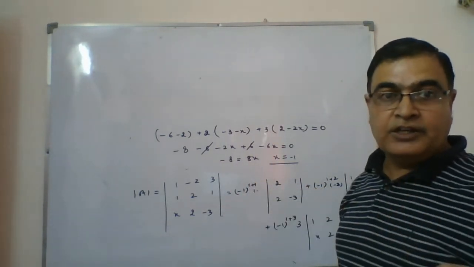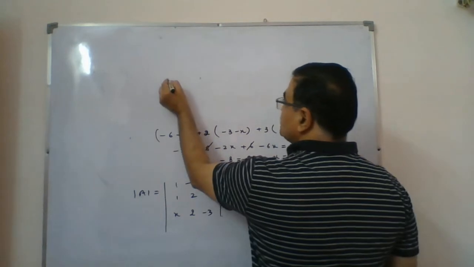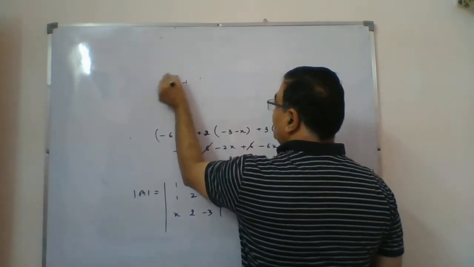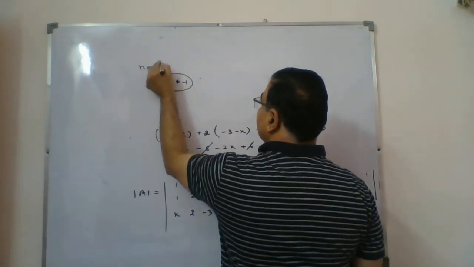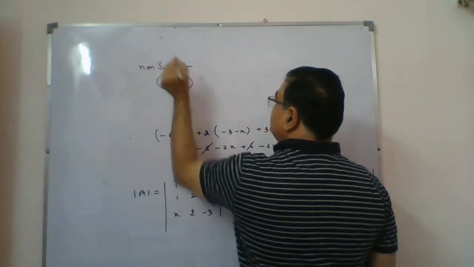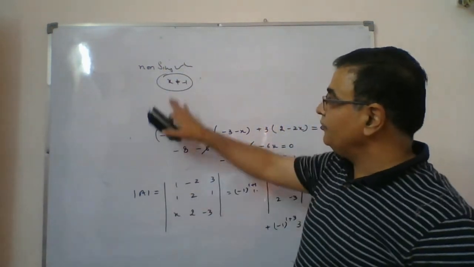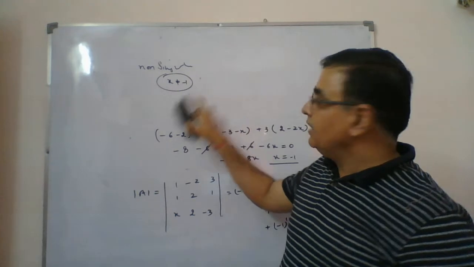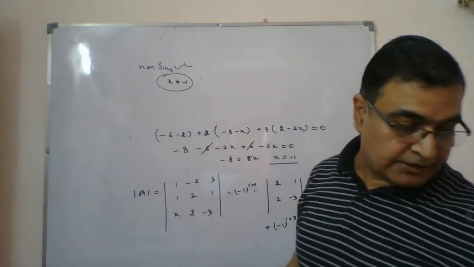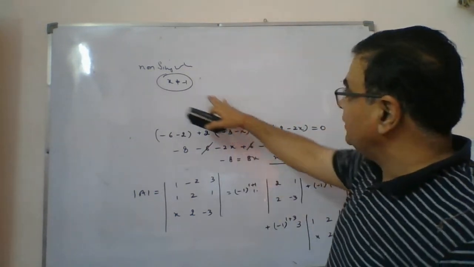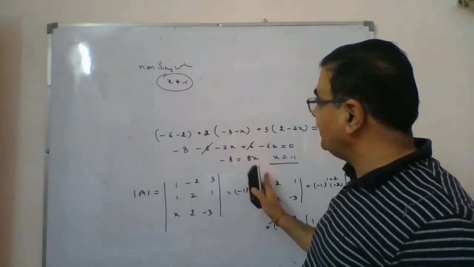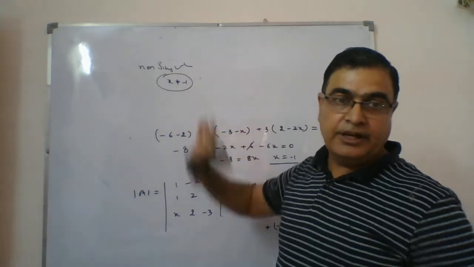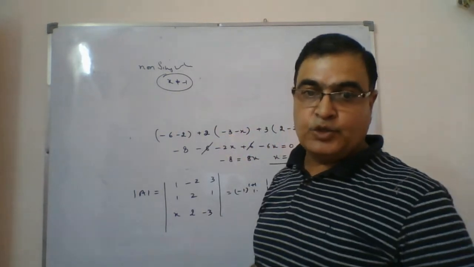If they ask for non-singular, we should say x should not be minus 1. So if it is non-singular, x should not be minus 1. Otherwise, if it is singular, x will be minus 1. Singular case, x is minus 1; non-singular, x is not minus 1. That you should keep in mind.